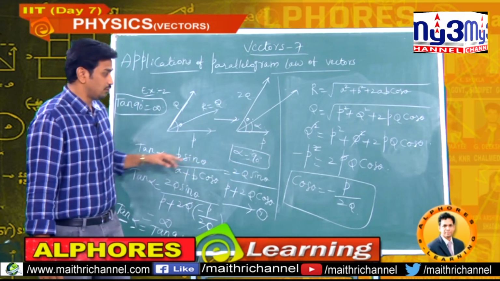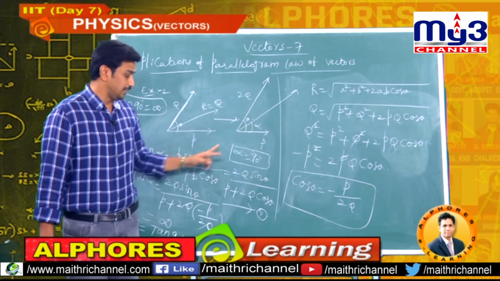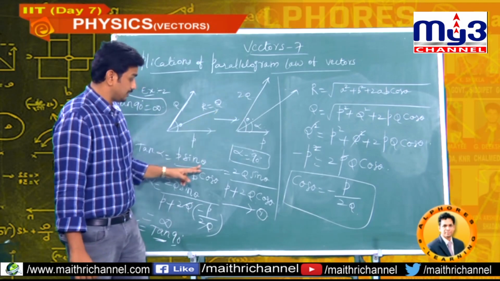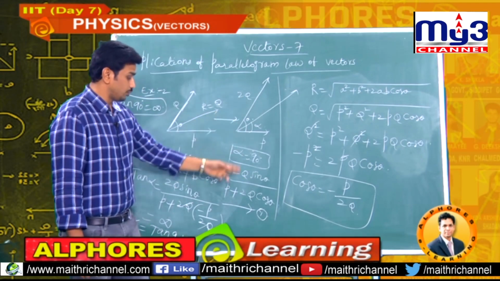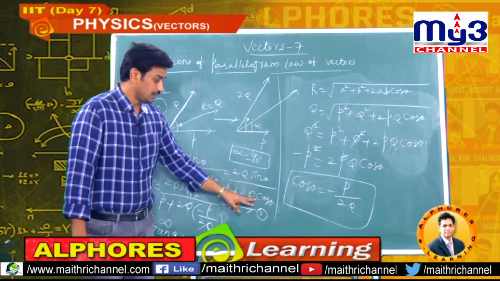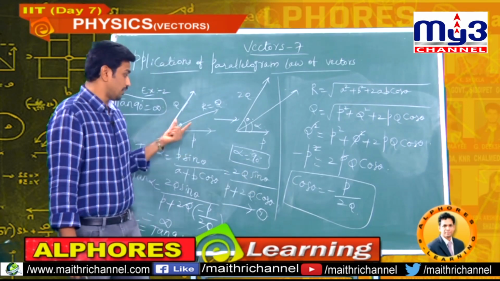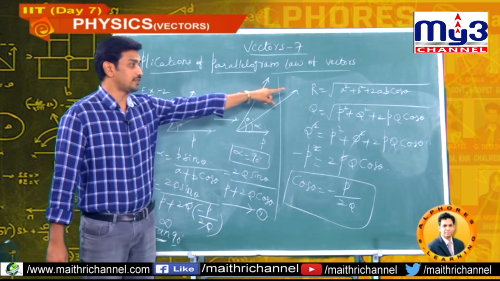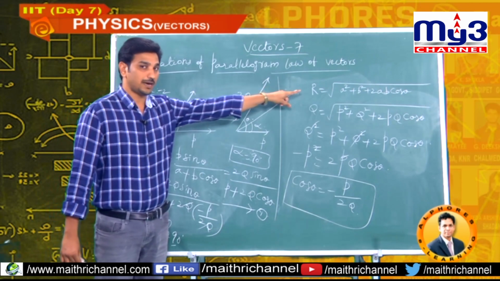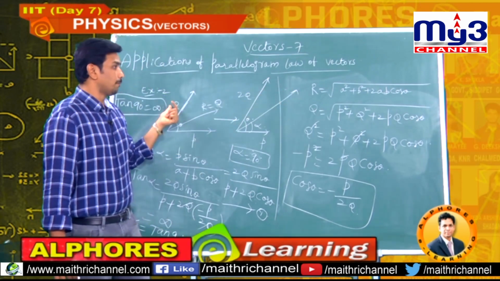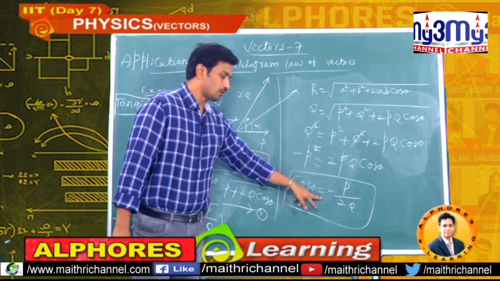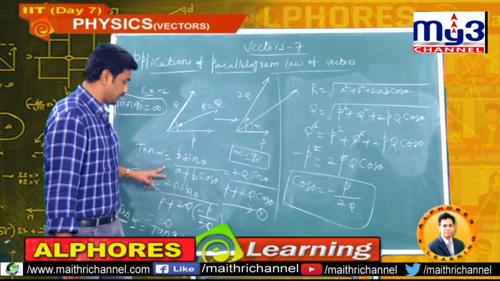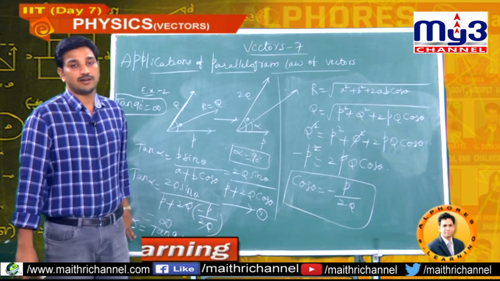For that, we know the formula: tan alpha is equal to b sin theta by a plus b cos theta. B value is 2Q, sin theta as it is. A value is P, b value 2Q substituted. Here theta is unknown, and I am trying to calculate theta. For that I used the first condition. The resultant of P and Q is root of a square plus b square plus 2ab cos theta, the parallelogram law of vectors, where a is P and b is Q. After substitution I got cos theta equal to minus P by 2Q. That cos theta value I substituted in equation 1, and the final answer is alpha is 90 degrees.